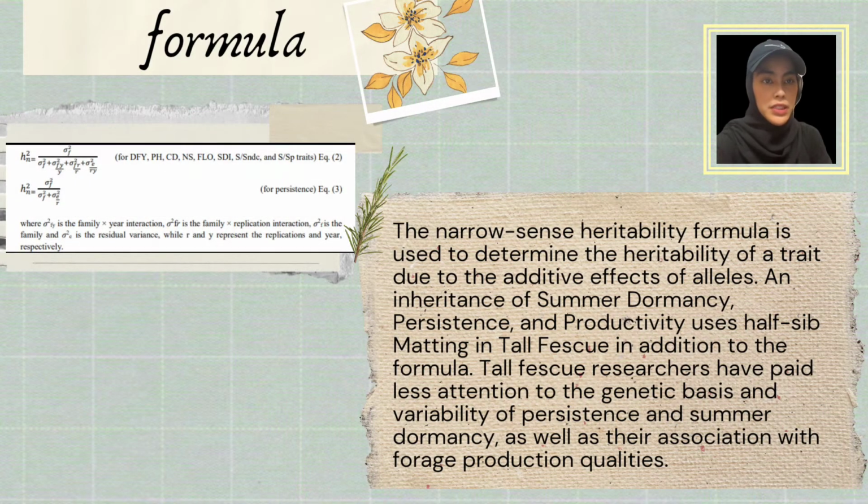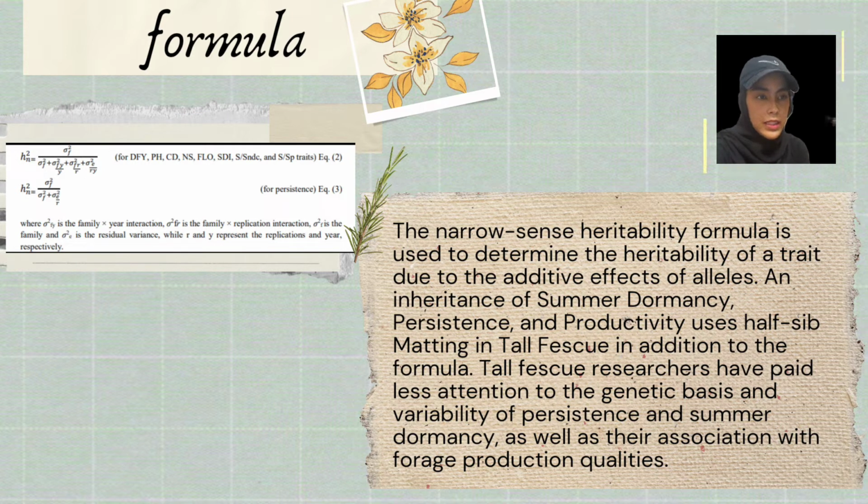In genetics, narrow sense heritability on a phenotypic mean basis, averaged over replications and years, was calculated using the formula published by Nguyen and Sleper in the year 1983. In genetics, the narrow sense heritability formula is used to determine the heritability of a trait due to the additive effect of alleles. An inheritance study of summer dormancy, persistence, and productivity uses half-sib mating in tall fescue in addition to the formula.